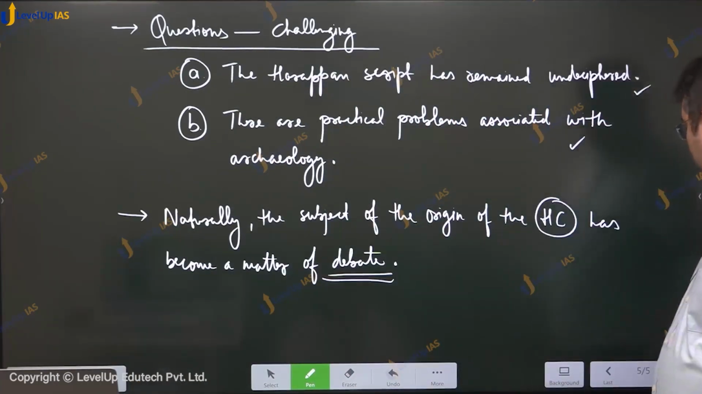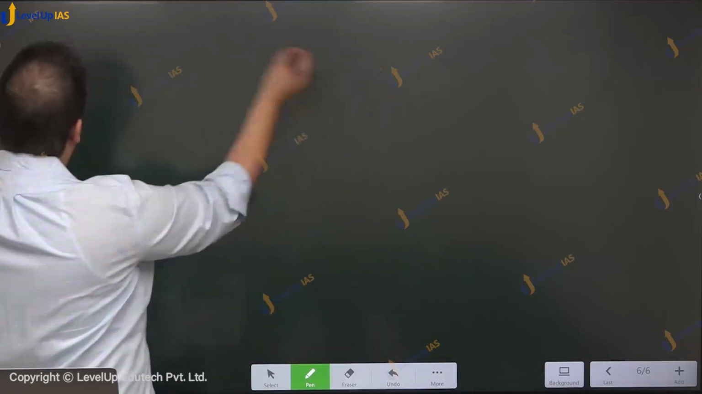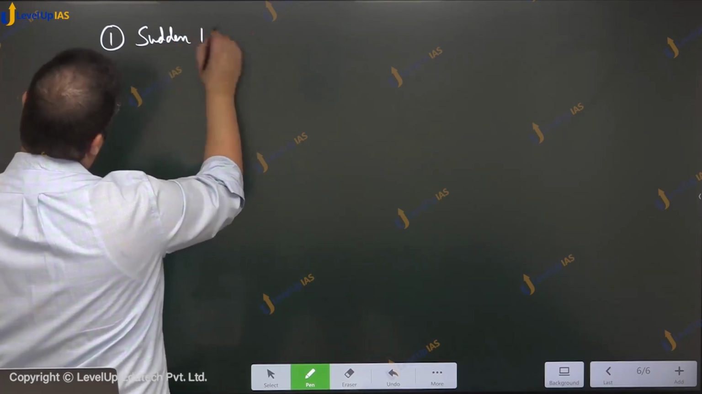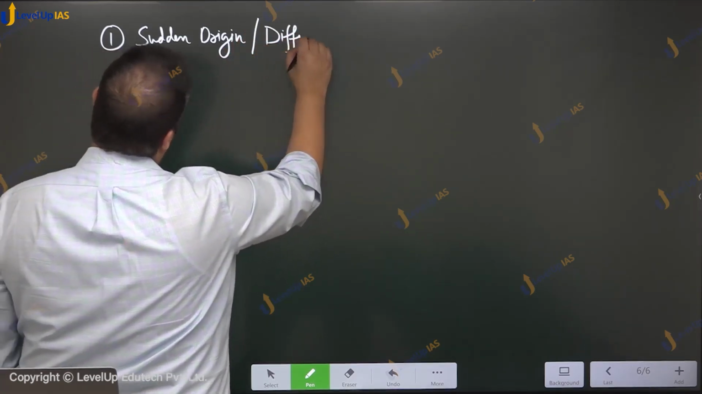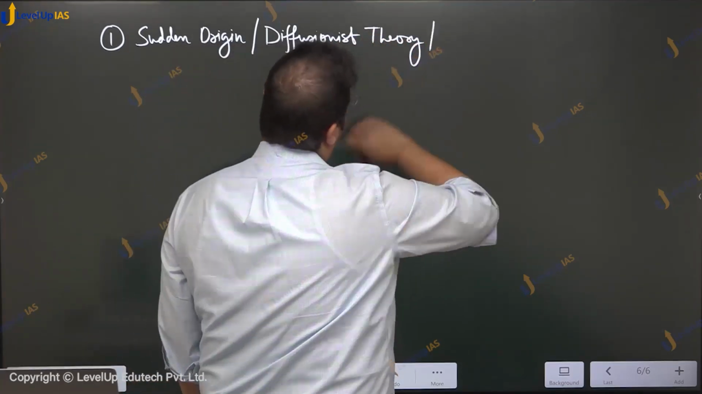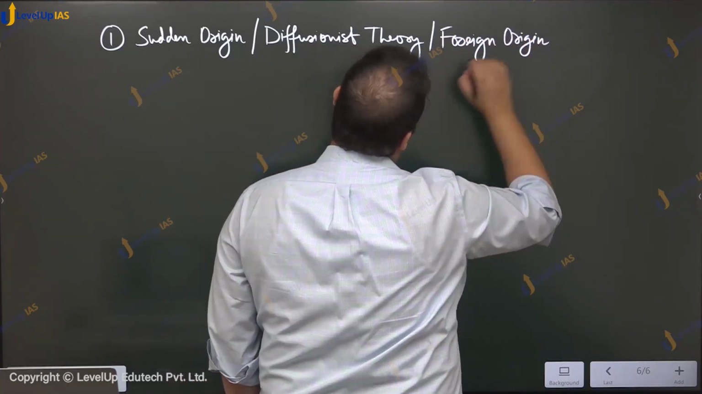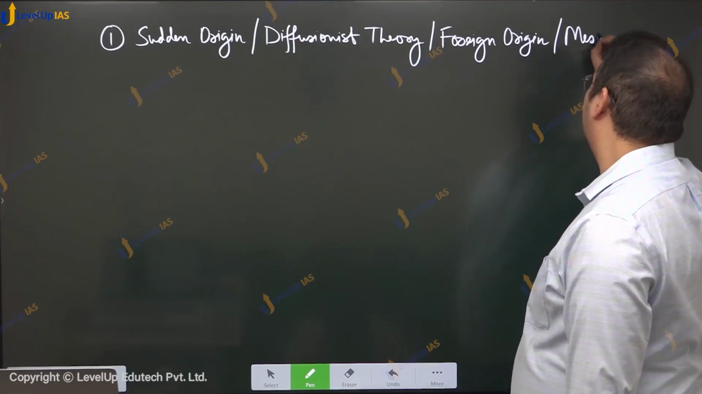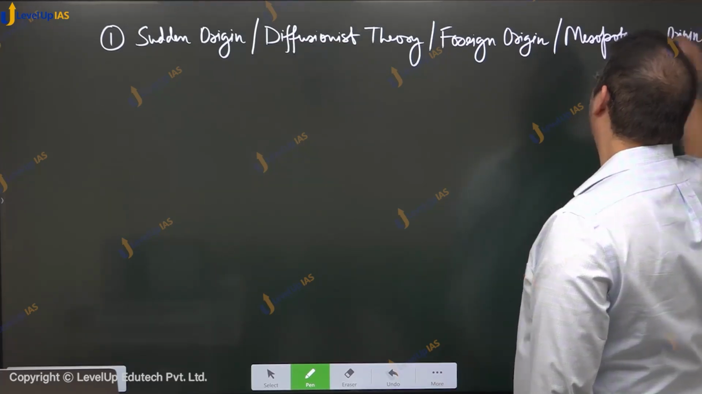Clear? यहाँ पे two prominent theories have been put forward. One is the theory of sudden origin, also known as the diffusionist theory, also known as the foreign origin theory, or the Mesopotamian origin theory.